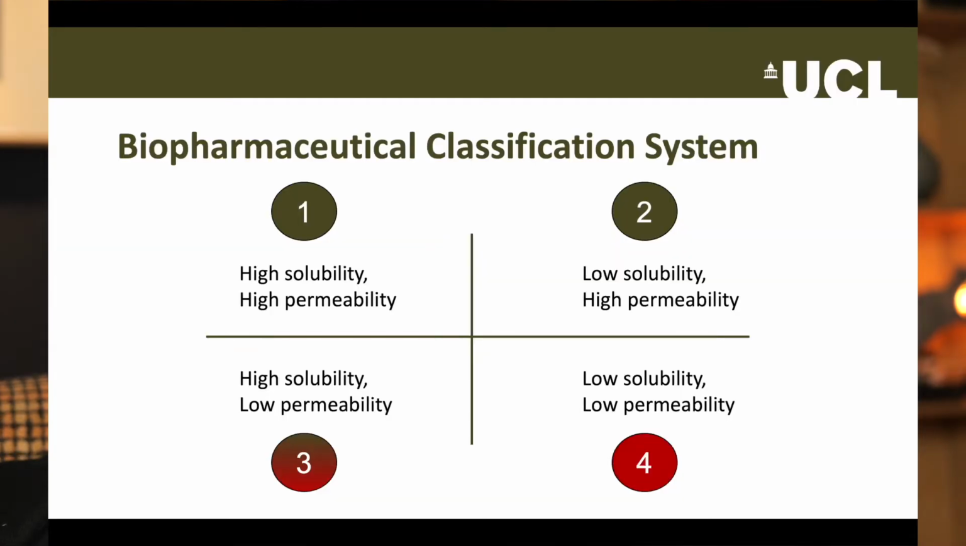With these initial data, an early indication on the likely developability of a compound can be made using the Biopharmaceutical Classification System, or BCS. As you can see on the screen, this puts molecules into one of 4 categories, based on solubility and partitioning. BCS Class 1 compounds have high solubility and are highly permeable. These should be very easy to formulate.